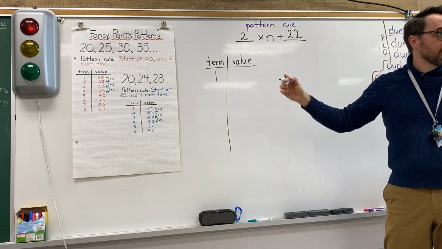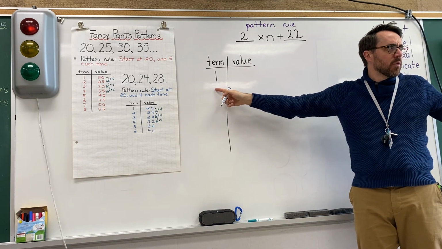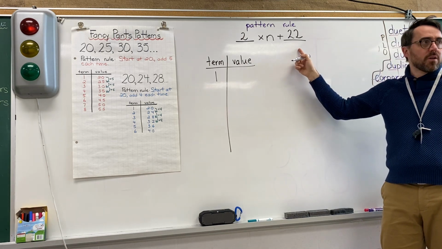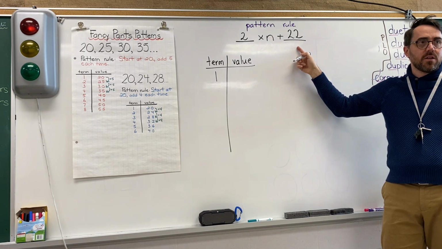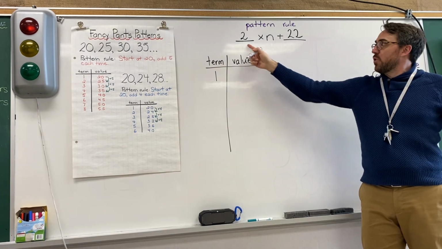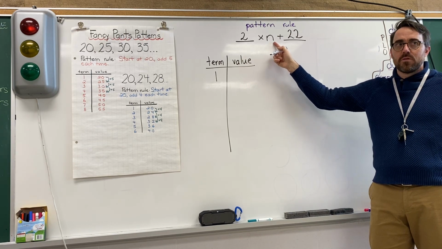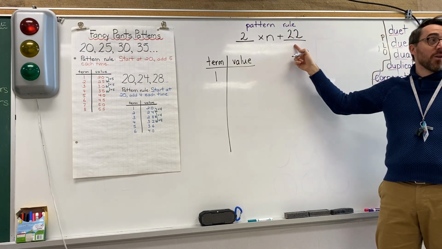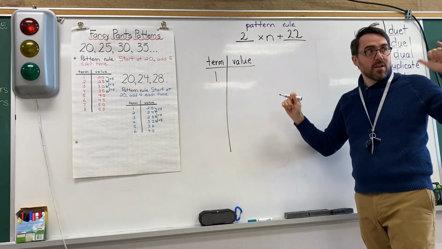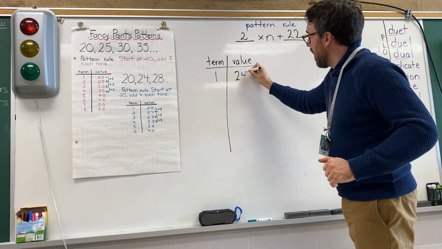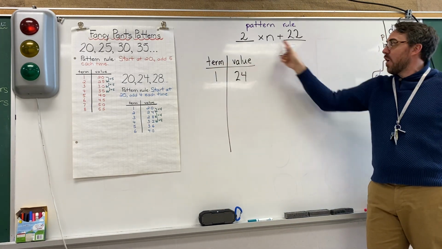Who could help me out? 2 times 1, what's one group of 2? And then plus 22. Who has an idea of the answer? Isaiah? So 2 times 1 is what? Yeah, is 2. Plus 22. So 2 plus 22. Brendan? 24. Do we agree? Yes. 24. Okay. So our first value is 24. We put our term in there. We subbed our term in for the n, and then solved that pattern rule.